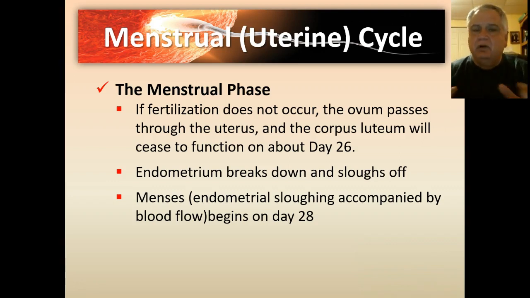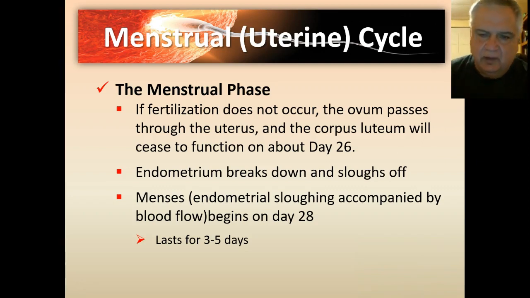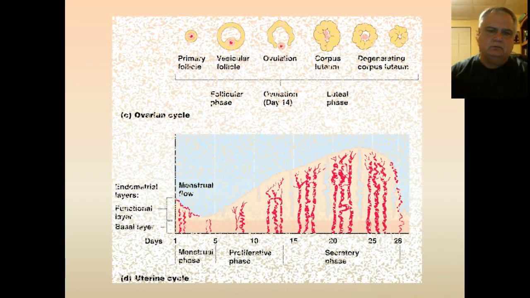And that's why this is referred to as the menstrual phase. Now, if a fertilization does occur, the menstrual phase doesn't occur because the corpus luteum remains active to maintain the endometrium for the developing embryo. But if the menstrual phase does occur, it's going to begin on about day 28, and it usually lasts for 3 to 5 days. And there are many things that can have a big effect on that as well.